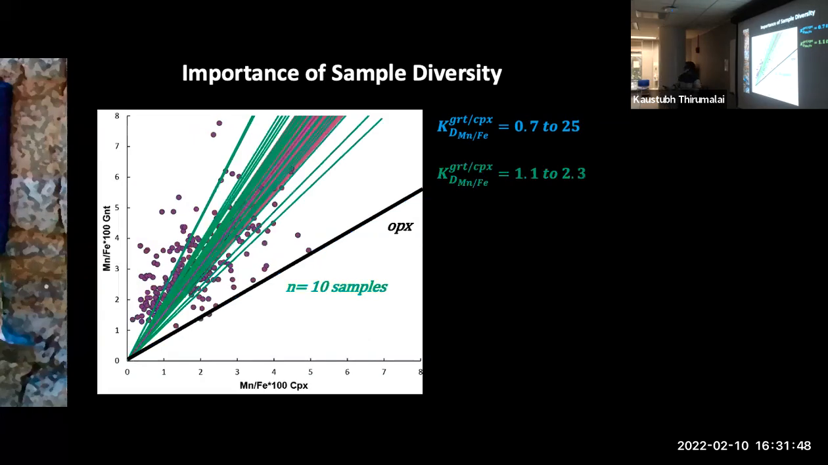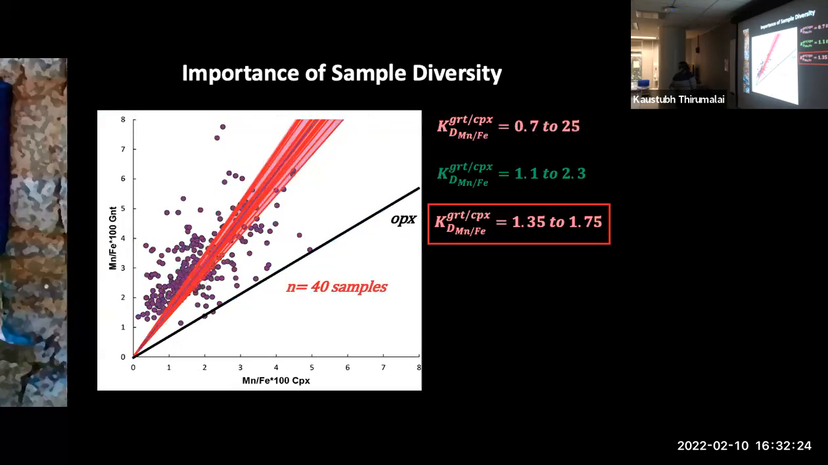Now, I take 10 samples. In this plot, every one of these green lines corresponds to 10 randomly chosen samples from the whole database. If I look at the value of this slope, I already reduce the range by a lot. Now the range goes from 0.7 to 25 to 1.1 to 2.3. So it's already much better. I continue to do that to see how many I need for this particular example. When I reach 40 samples, I actually match the estimation I got for the KD from the entire compilation, which is about 500 samples.